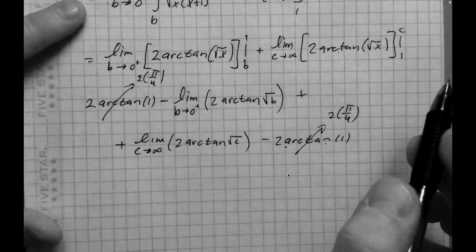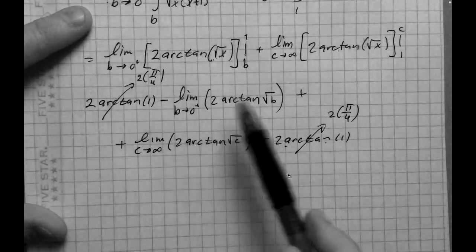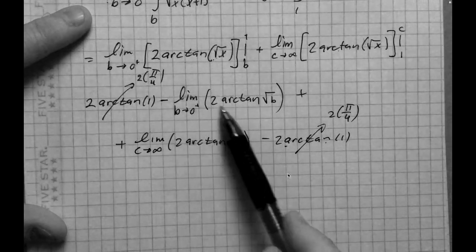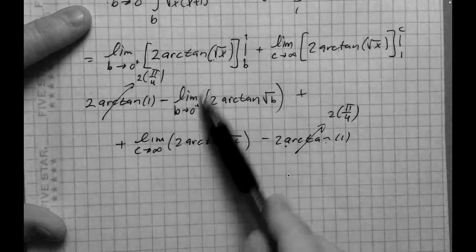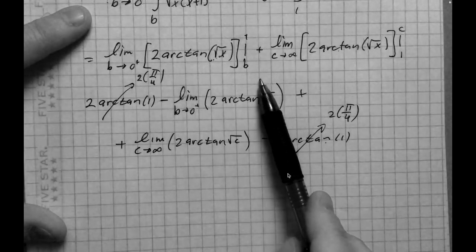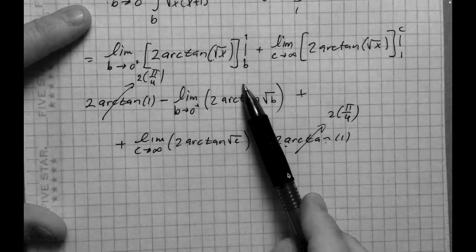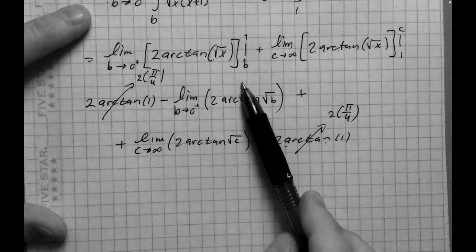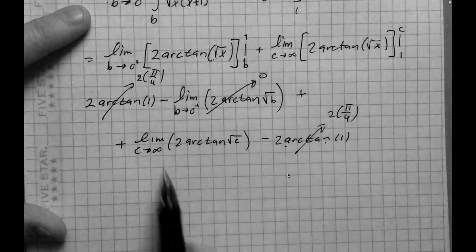Okay. And then what's happening inside here? Well, here, b is going to 0, so that means 2 times the arctangent of 0, right? And so this is actually going to go to 0 here. Okay. And what about this one? So this one is going to 0. What's going to happen here?